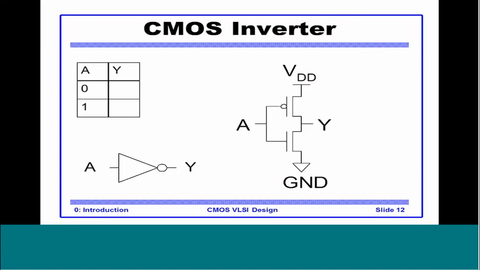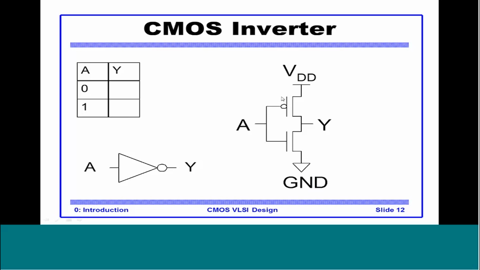Let's look at the most popular and the basic device, which is the CMOS inverter. It is called CMOS because on the top it contains a PMOS connected to an NMOS at the bottom. The source of PMOS is connected to VDD. The source of NMOS is connected to ground.